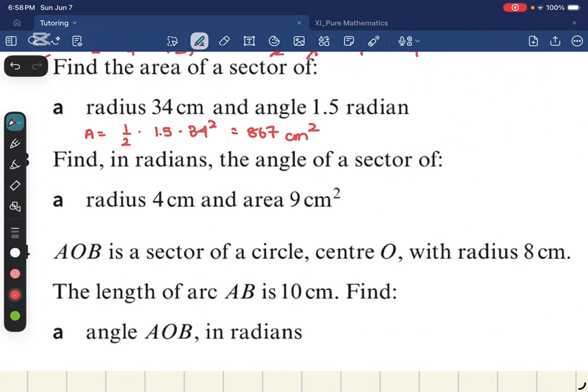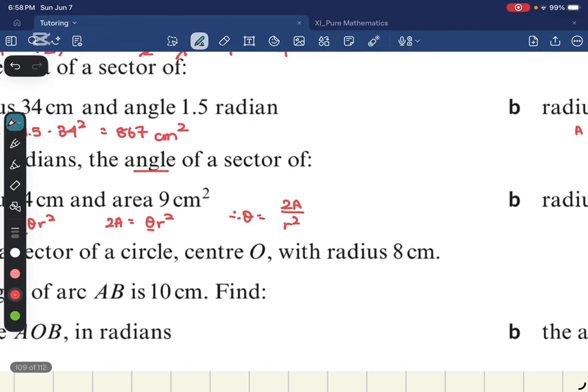Question 3. They ask you for the angle, you're given the area. So that is just a rearrangement question, right? Area is half theta r squared. So if you have to isolate theta, which is the angle you're looking for, if you multiply by 2 on both sides, you get 2a is equal to theta r squared, and therefore theta is going to be 2a divided by r squared, right? You need theta, so you have to use this expression.